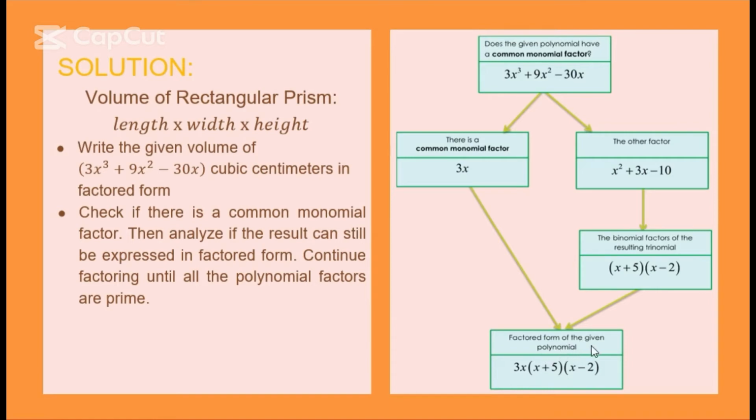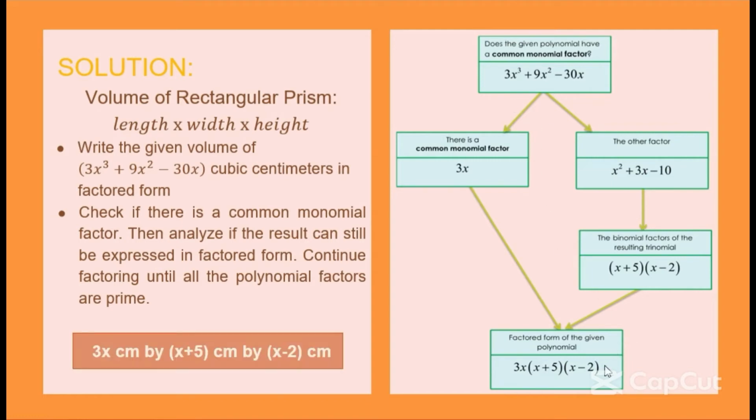Now, the factored form of the given polynomial is 3x times x plus 5 times x minus 2. So, kapag imultiply natin to, ito yung magiging sagot niya. Okay? Now, we have 3x centimeters by x plus 5 centimeters by x minus 2 centimeters.